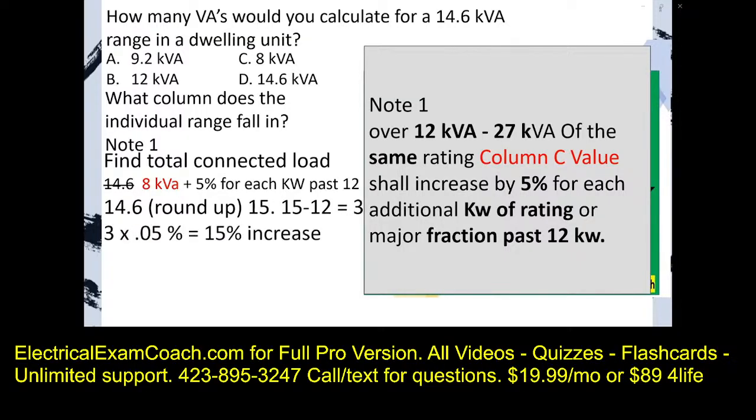Then we need to take that 3 and multiply it by 5% for each one, which is a total of a 15% increase. We're going to take our original number from column C, and we're going to increase it by 15%, and that's going to give us 9.2 kW. The reason that I put the 1 in front of it is because that brought back the 8, and we increased the 8 by the 15%, and it gave us 9.2. And we're going to select A. Great job.